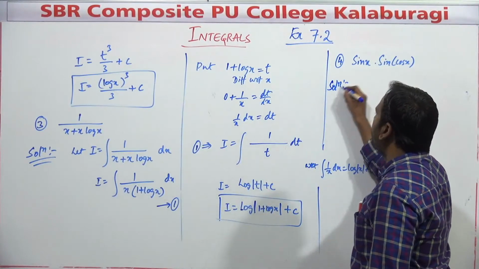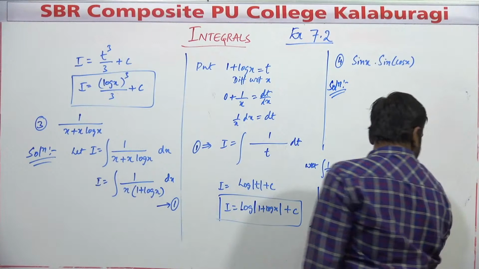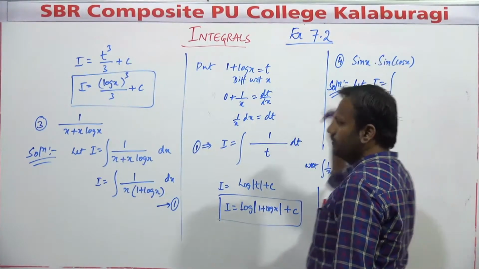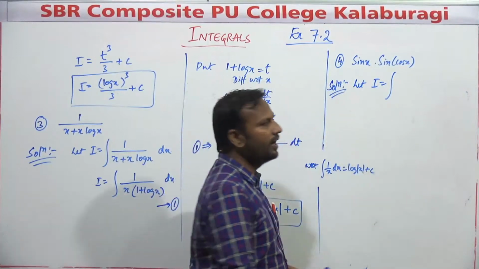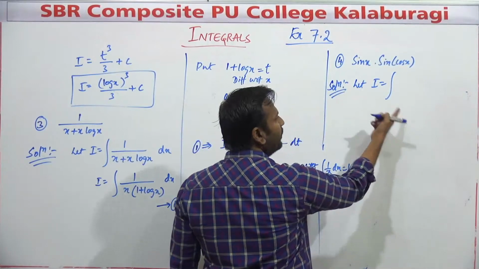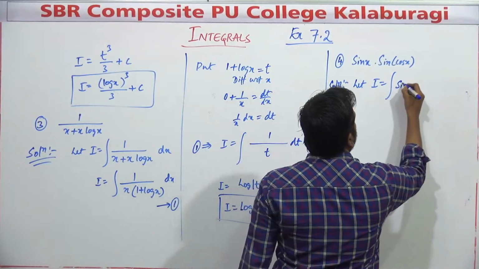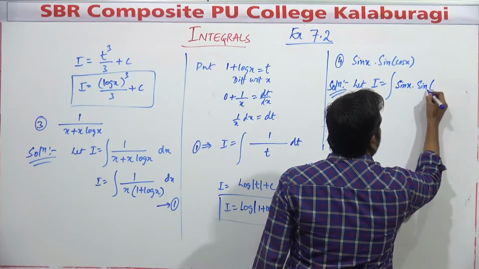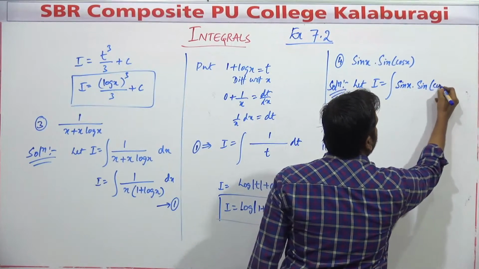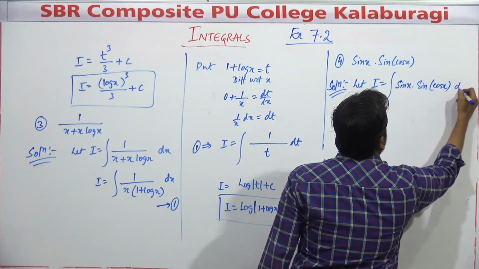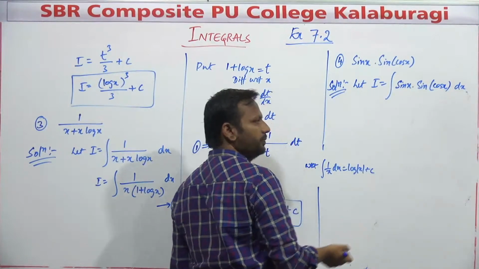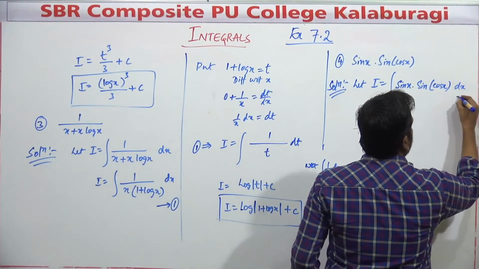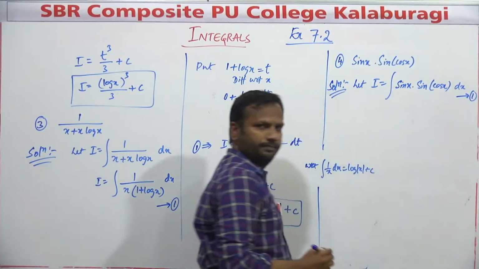So what we have to do, whatever may be the integrand, consider it as I. Whatever may be the question, consider it as I. I is equal to the integral of sin of cos x times sin x, with respect to x, we have to integrate with respect to x. Call it equation 1.